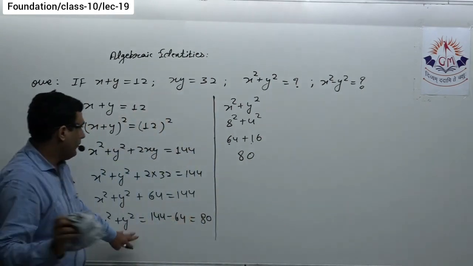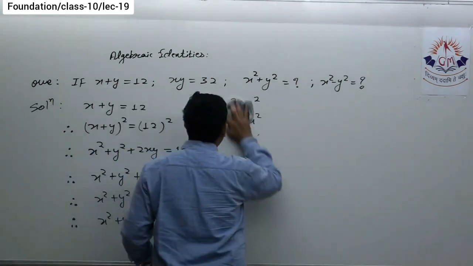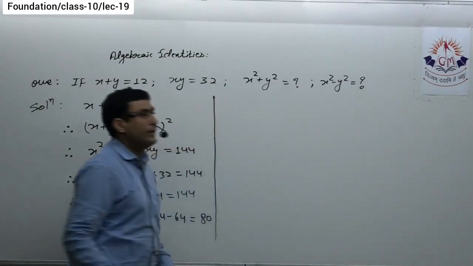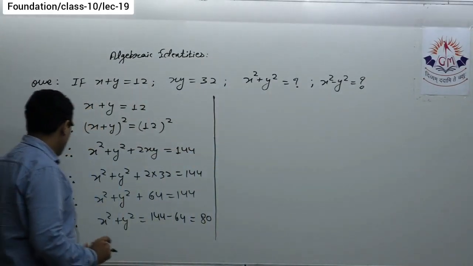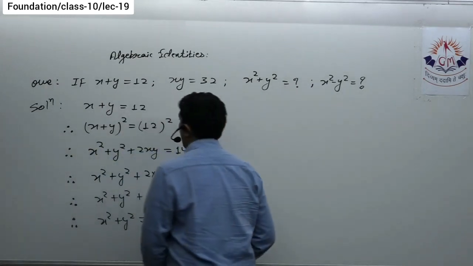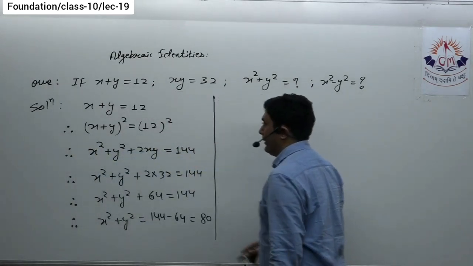Okay, so we can say it is definitely correct. However, no need to verify, but as we have two methods, that's why we are verifying the values. Now, how to get the value of x square minus y square?